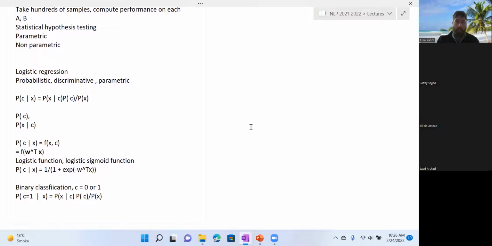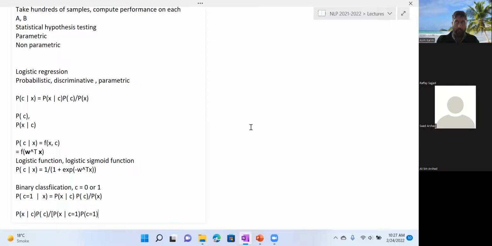So if I take the right hand side, or let's look at the denominator. Okay, let me write it again. Probability of x given c, probability of c divided by probability of x, we can write it as summing out, and of course in the conditional form, probability of x given c equal 1, probability of c equal 1, plus probability of x given c equal to 0, probability of c equal to 0. So you can also write the denominator in this way.